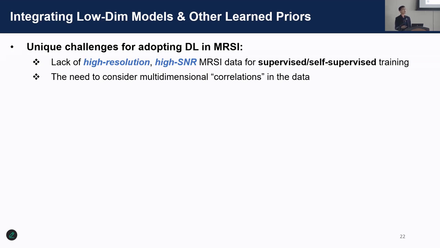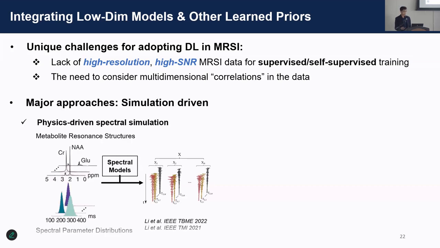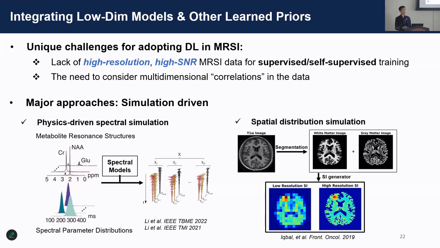So the typical approach to solve this problem, as you can probably imagine, is through simulation. As you saw earlier, we can simulate realistic-looking spectra for the spectral prior. There have also been efforts trying to simulate spatial patterns of different metabolites. But as you can see, it's very difficult for the simulation to capture all the realistic-looking metabolite distributions, especially for all the metabolites and their associated spectral parameters.